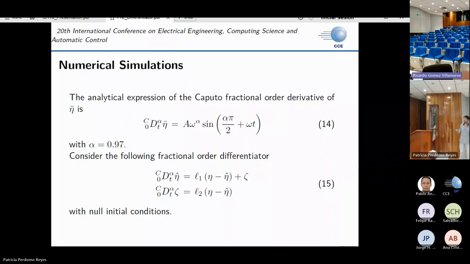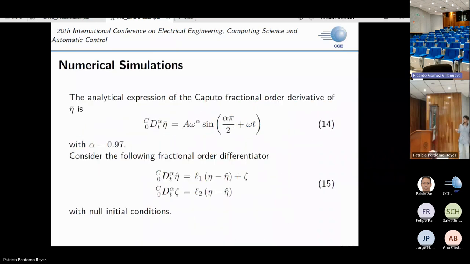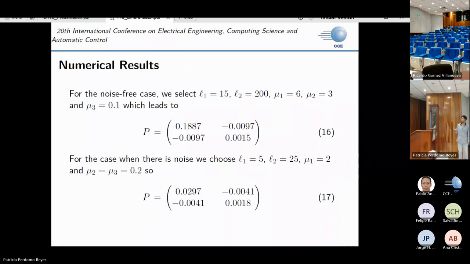Consider the following fractional order differentiator, which is proposed and demonstrates that the solution trajectories are globally uniformly ultimately bounded, for a function with no initial condition. Regarding the noise, we can take two cases: the noise-free case and the noisy case.